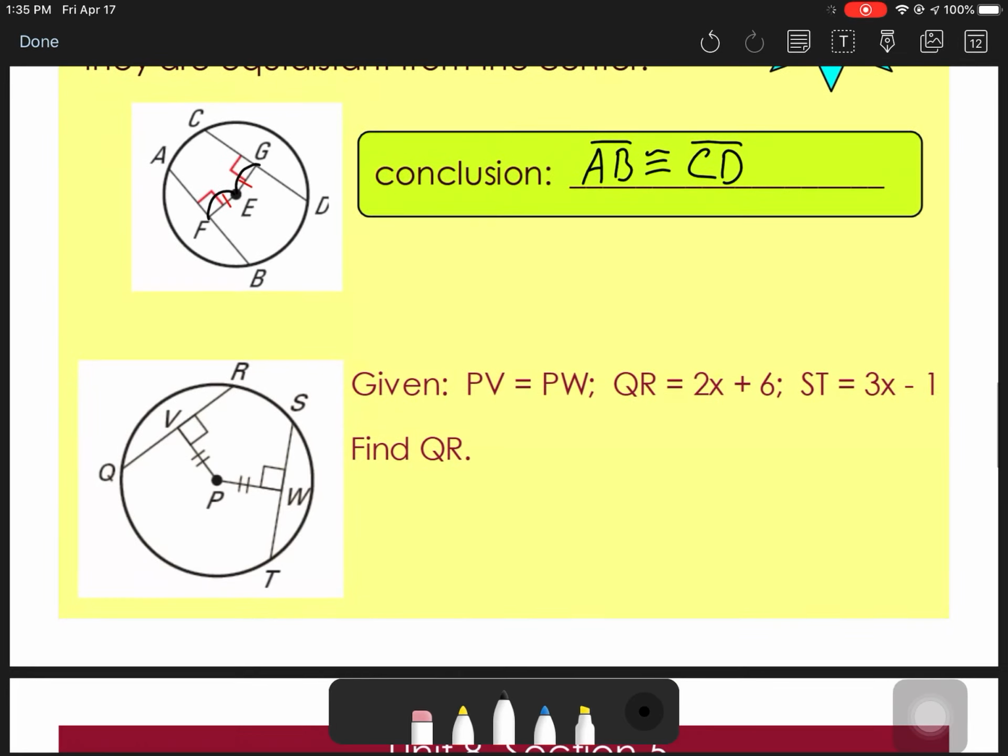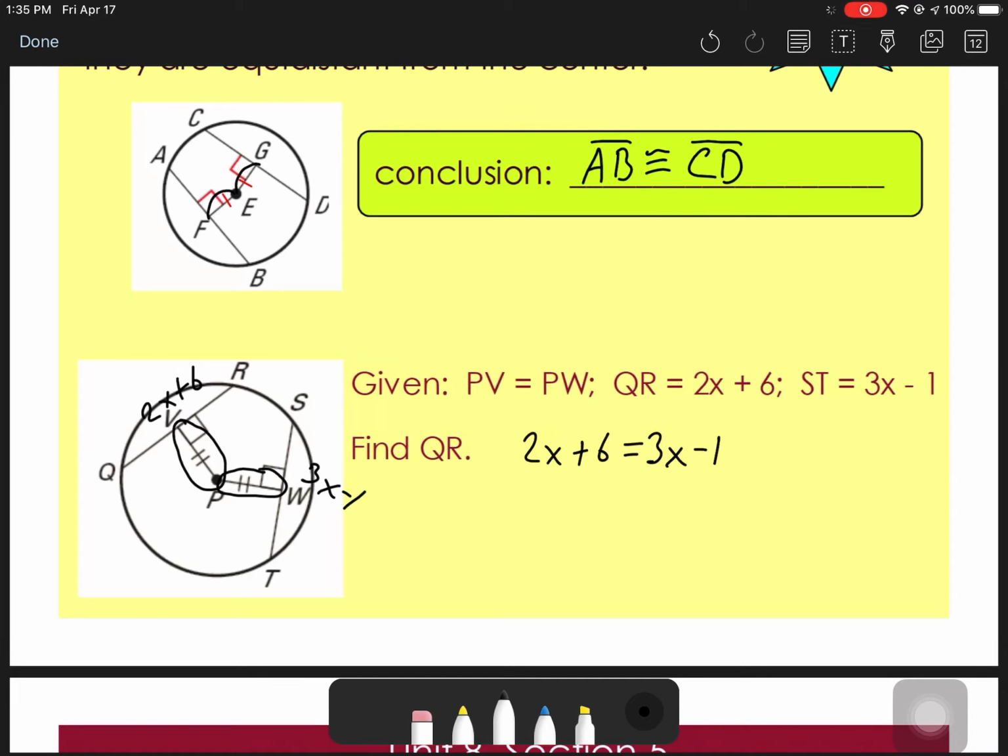All right, next part, given PV is equal to PW, so that means that these two segments are congruent. They're equidistant from the center. QR is equal to 2x plus 6, so this chord here is 2x plus 6, and this chord ST is 3x minus 1. Now, since the two segments are equidistant from the center, that would mean that the chords are congruent to each other. So what we're going to do is set these two equal to each other. 2x plus 6 equals 3x minus 1.